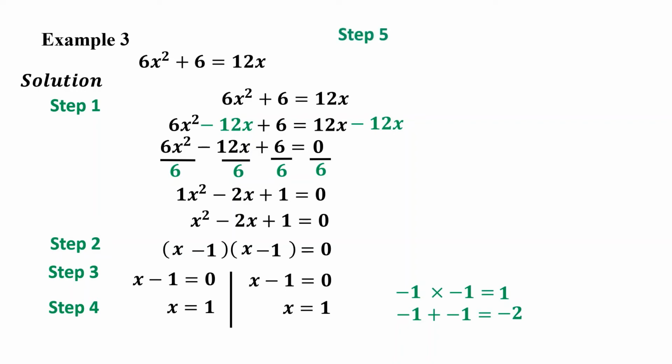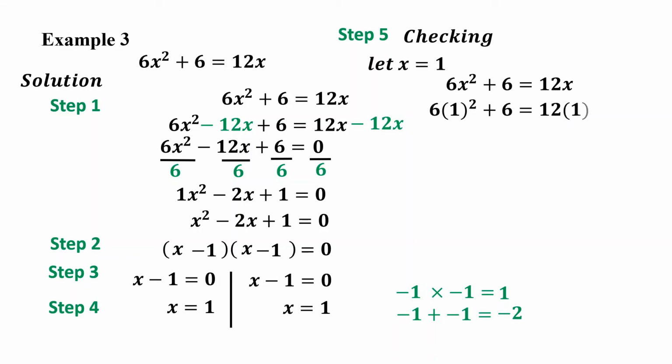Finally, we are now moving on to the last step, which is checking. We will check if the values of x are the solutions or roots of the given equation. Let us start. Let x equal positive 1. Use the original equation, which is 6x squared plus 6 is equal to 12x. Next, substitute the value of x, which is positive 1. So, we have positive 1 squared. Positive 1 multiplied by positive 1 is still positive 1, plus 6 is equal to 12 multiplied by 1.